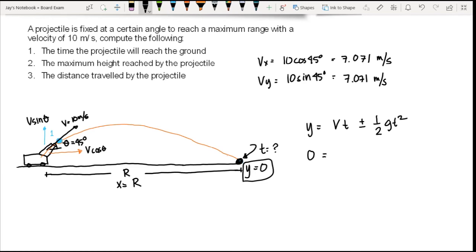So 0 is equal to v. We will be using here the vertical component of the velocity. That means we will be using here the vy. But since vx and vy are equal, we have the same value of 7.071. Again, this is our vy. Then we multiply it by time t.